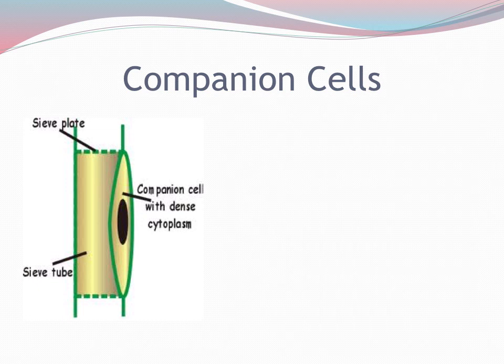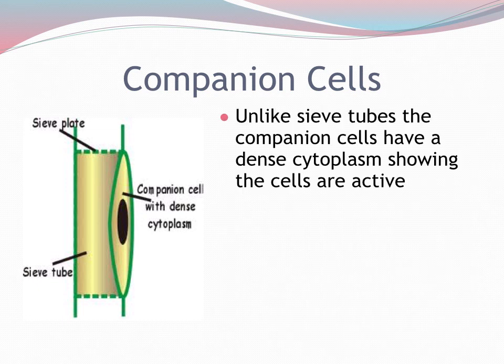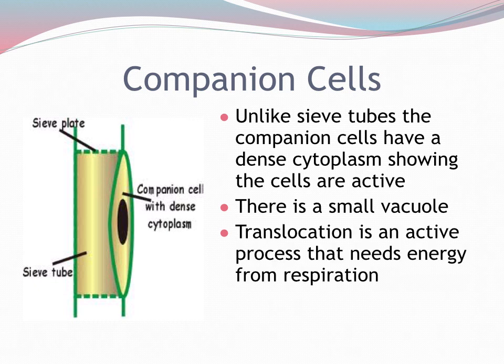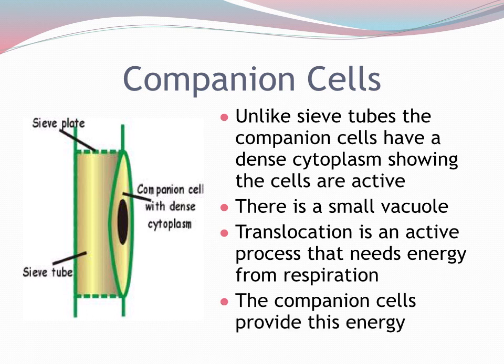Okay, finally, companion cells. Unlike sieve tubes, the companion cells have a dense cytoplasm, showing that the cells are active. There's a small vacuole, and translocation is an active process that requires energy from respiration. So the companion cells provide this energy.